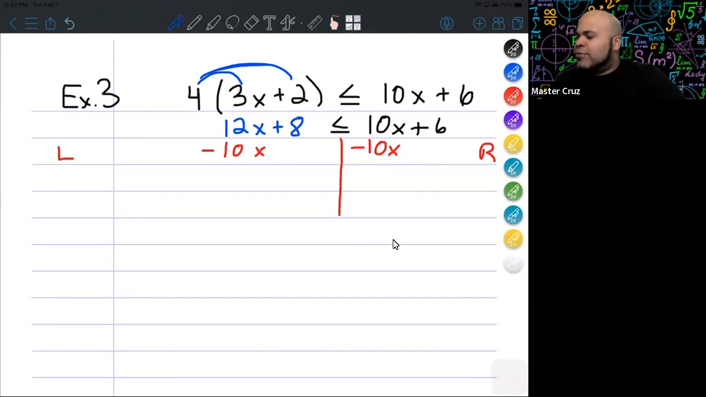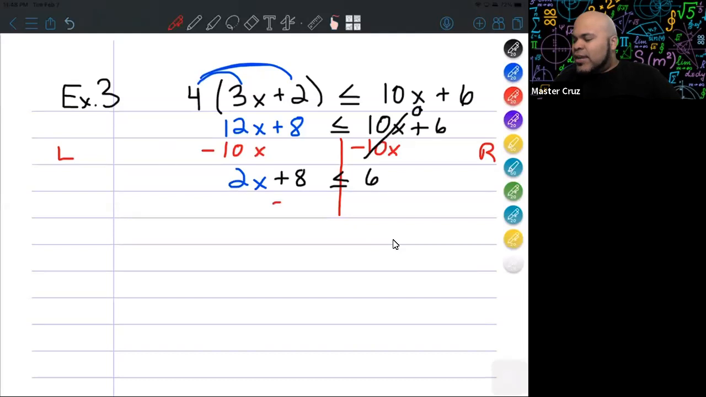And then I rewrite this. So 12x minus 10x, that just gives me 2x. Okay, 12 minus 10 is 2. Drop down the 8, drop down the inequality symbol. 10x minus 10x gives me 0. It canceled, which is the whole reason why I did that. And you bring down the 6. And hey, it's a two-step inequality. We know how to do this, just move, divide, move, divide.